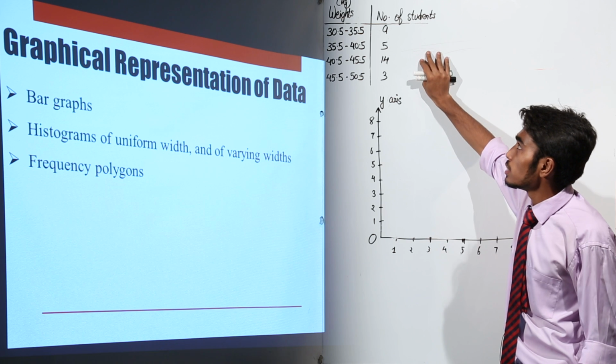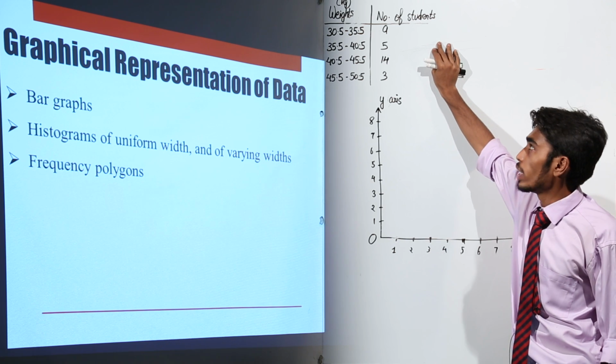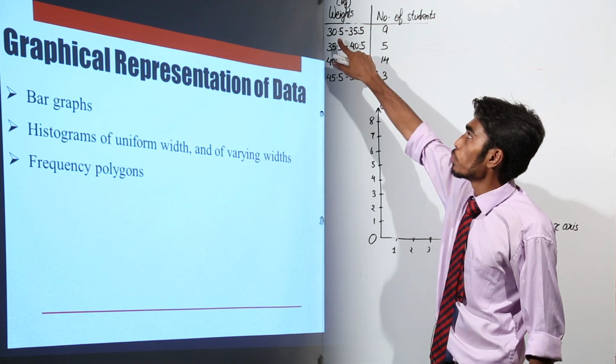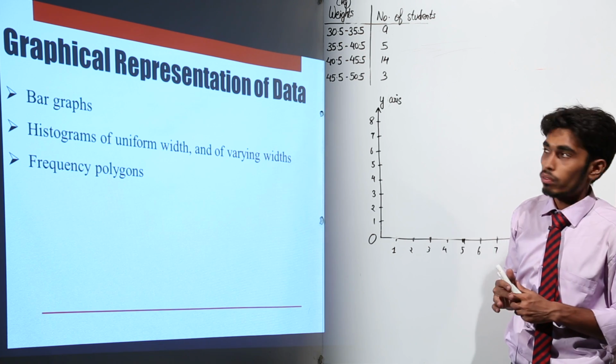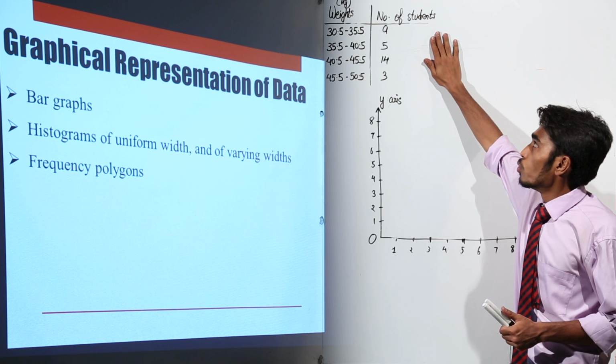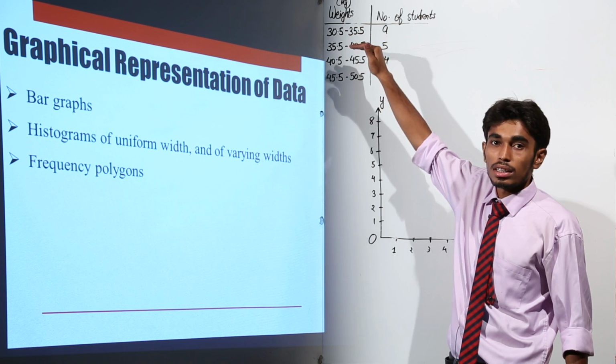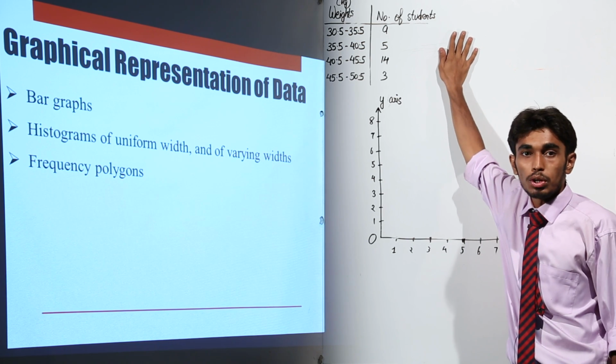We are given the weights in kg of different students, right? So we have class intervals as 30.5 to 35.5, 35.5 to 40.5, right? And the number of students who are having weights in this category, or the frequency, is given to us, right?